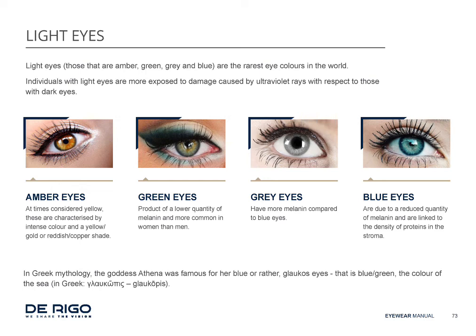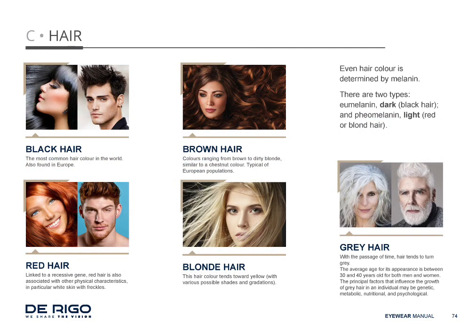Amber eyes are at times considered yellow. These are characterized by intense color and a yellow-gold or reddish-copper shade. Green eyes are a product of a lower quantity of melanin and are more common in women than men. Gray eyes have more melanin compared to blue eyes. Blue eyes are due to a reduced quantity of melanin and are linked to the density of proteins in the stroma. In Greek mythology, the goddess Athena was famous for her blue or rather glaucous eyes, that is blue-green, the color of the sea.